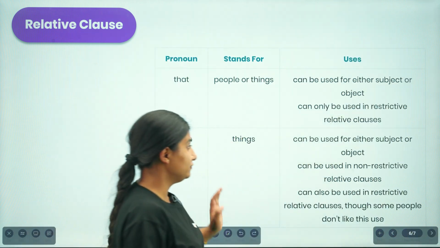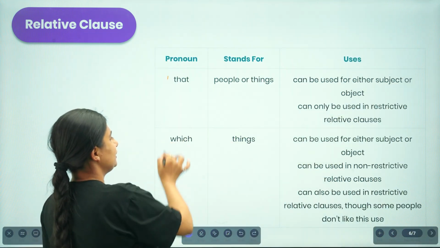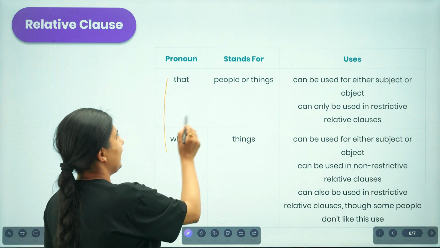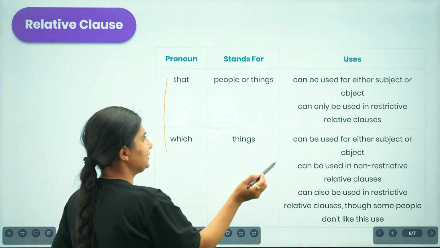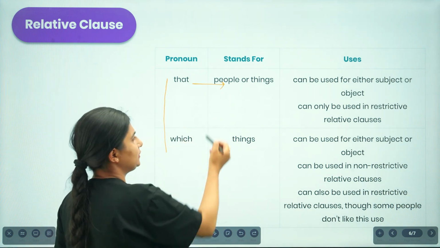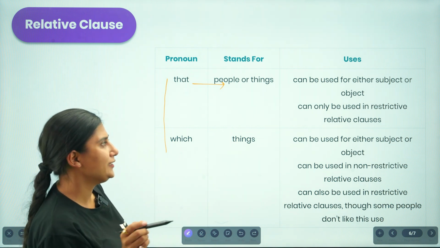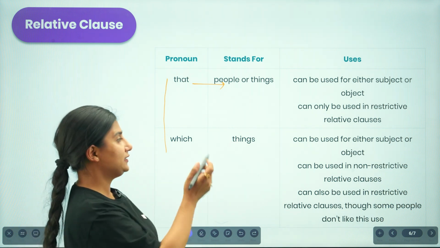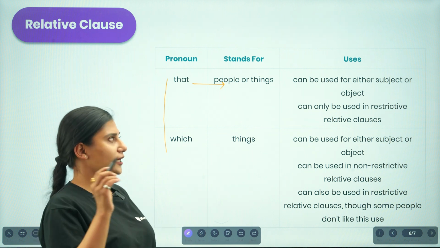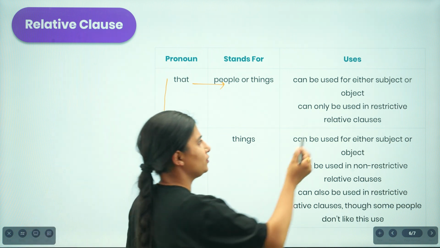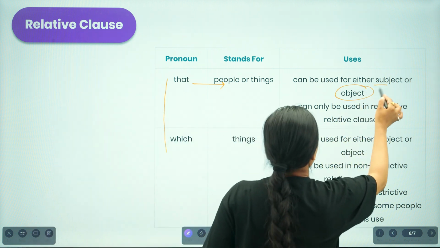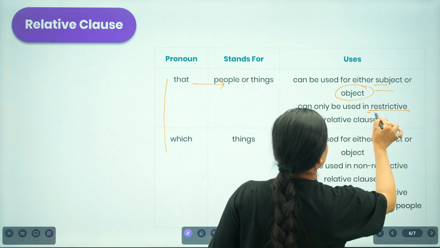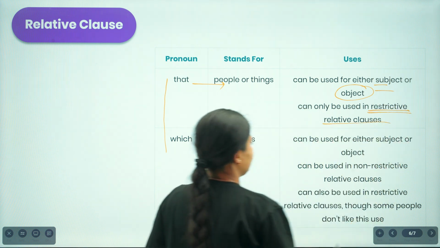So moving on, we use "that" and "which". We use "that" and "which" both for things. We can also use "that" for people, but make sure that "that" can only be used in a restrictive relative clause. It can be used as a subject or an object, but only in a restrictive relative clause form.